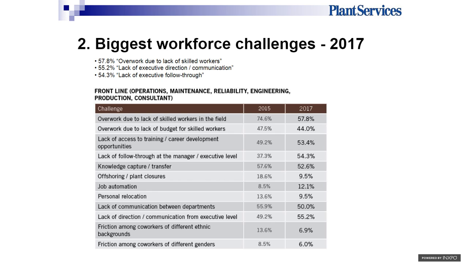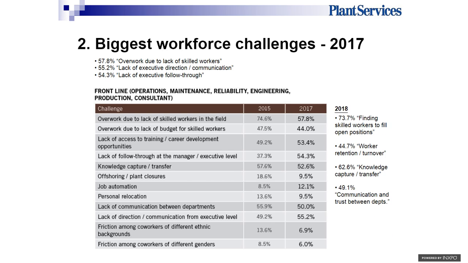So let's jump into what you consider the biggest workforce challenges. I put this slide up. This was from last year's presentation, for the point of comparison, just to observe, did these numbers change year over year? Last year, frontline employees said overwork due to a lack of workers was the top concern, and very, very close second and third were lack of executive direction and also lack of executive follow-through, indicating there were some communication issues that especially frontline employees were citing.